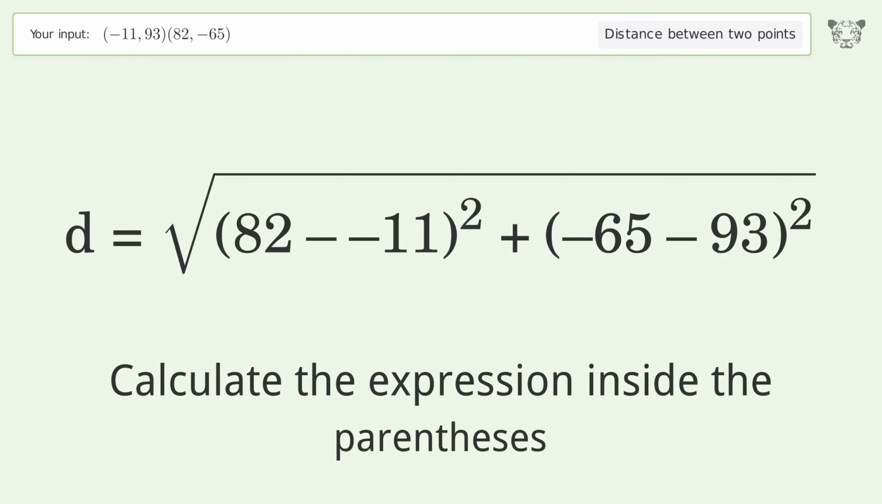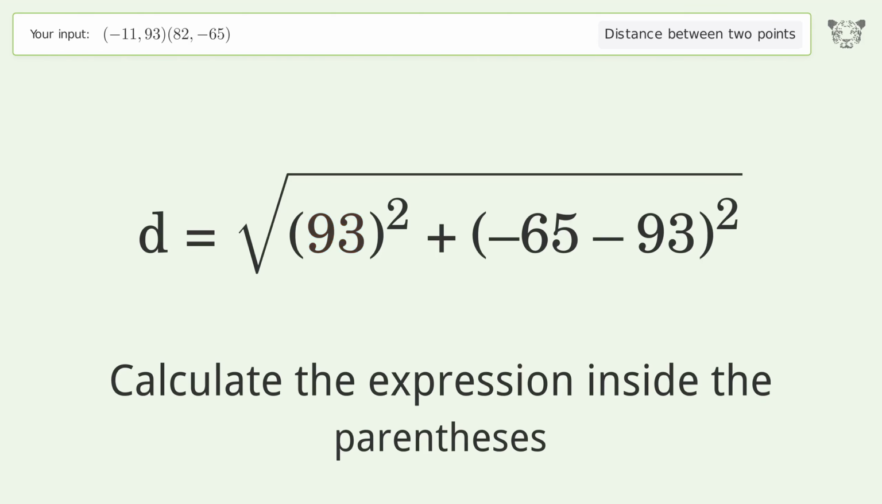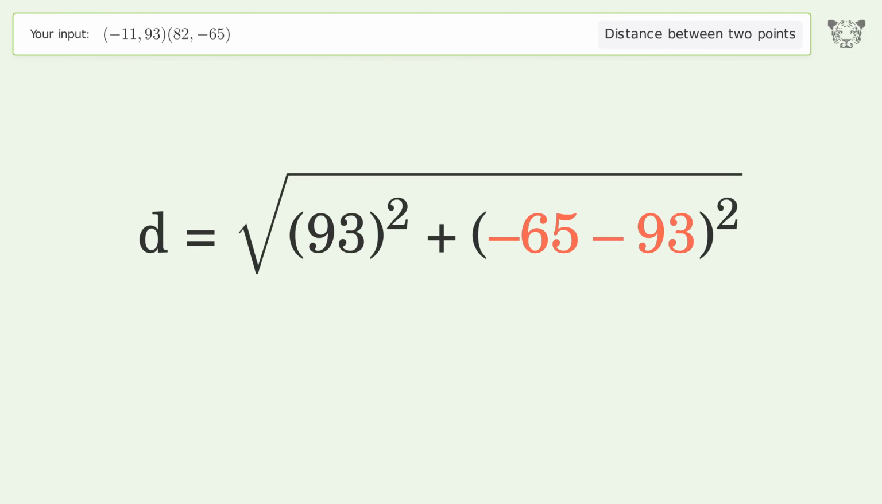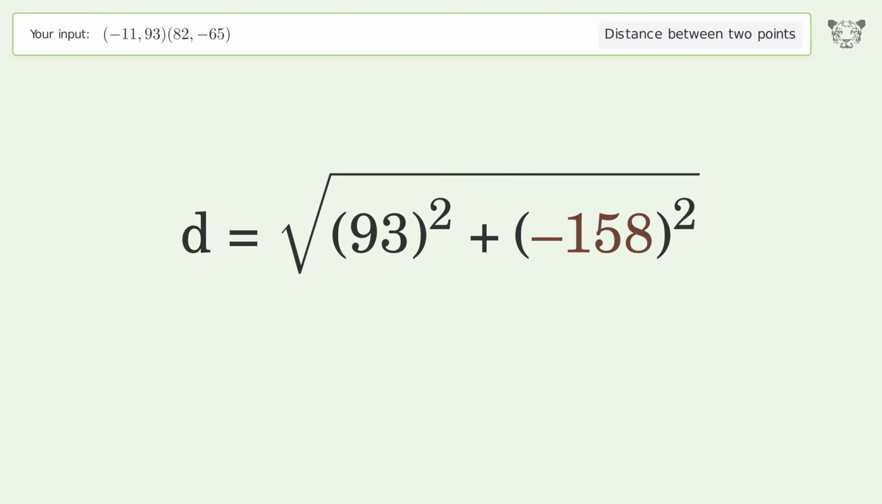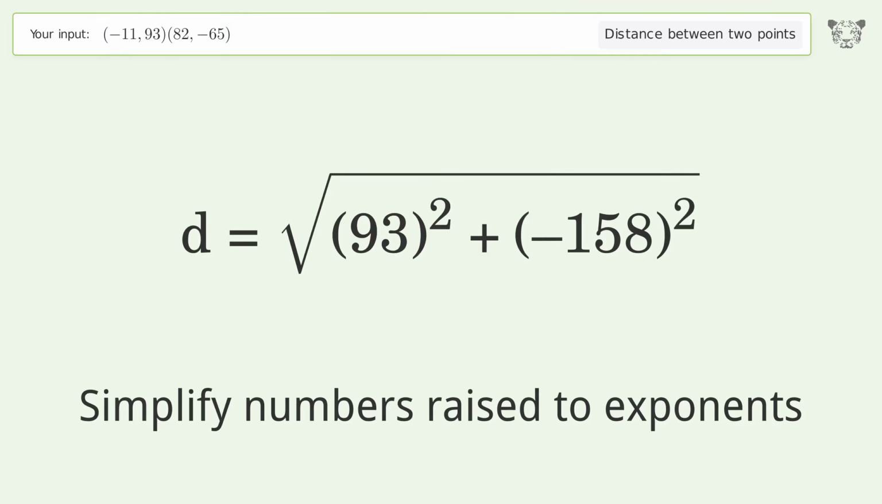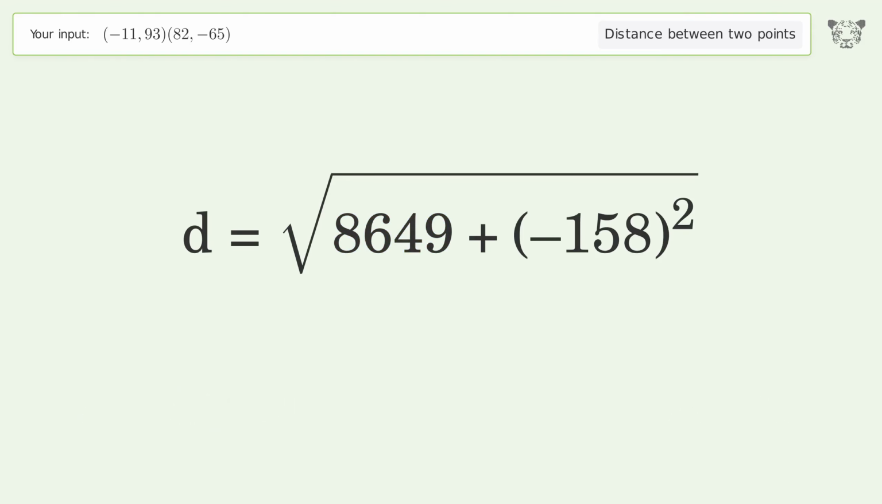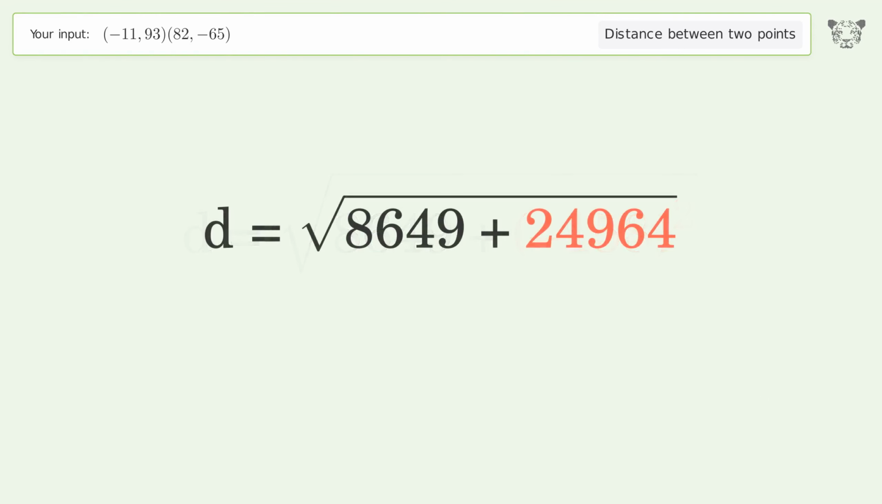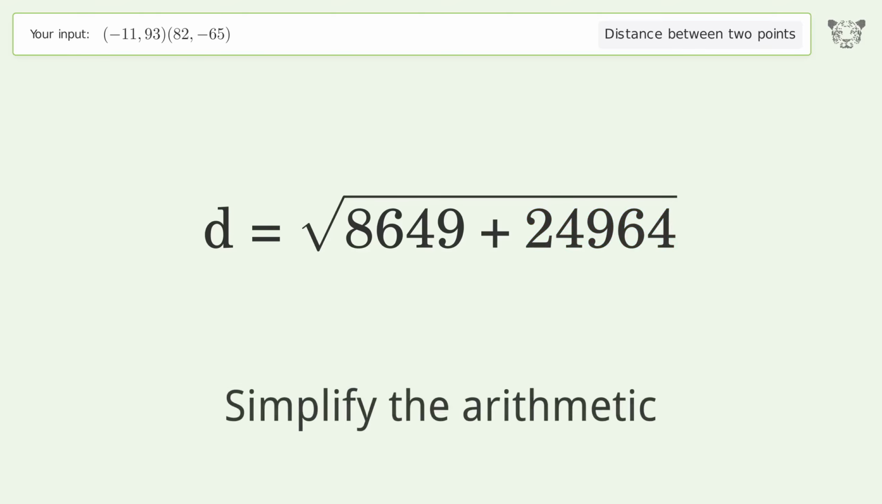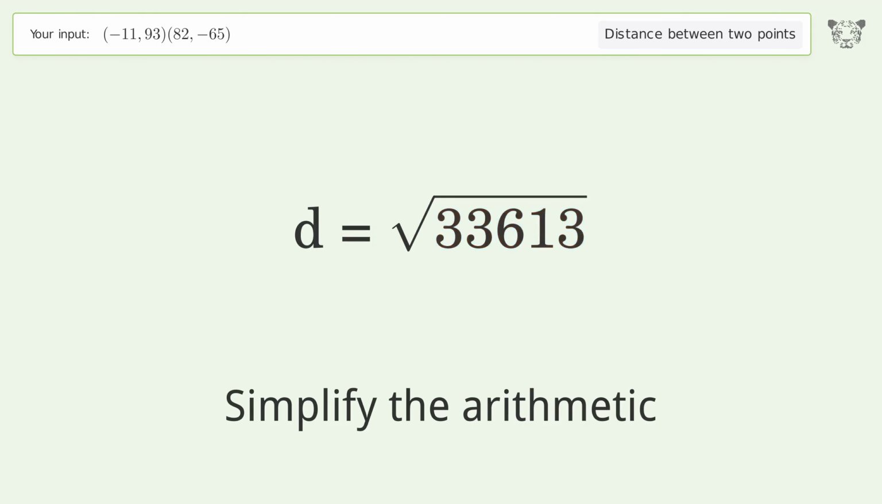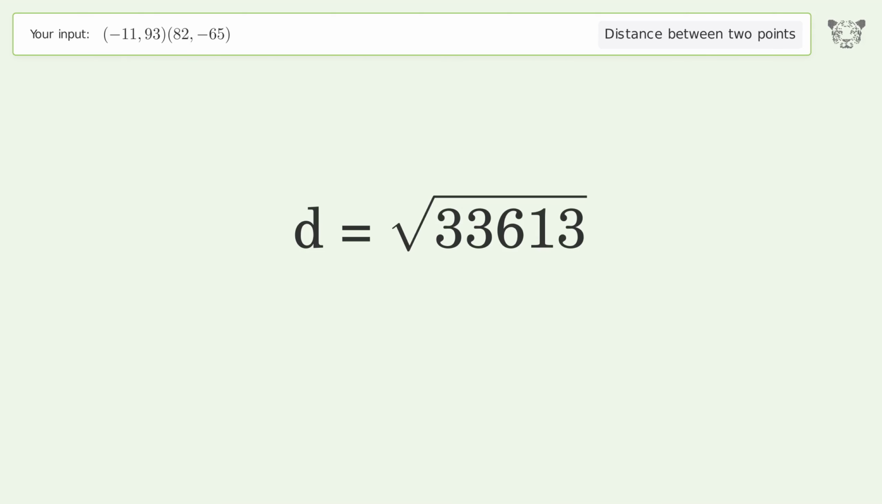Calculate the expression inside the parentheses. Simplify numbers raised to exponents. Simplify the arithmetic. And so the distance between the 2 points is the square root of 33,613, or 183.338.